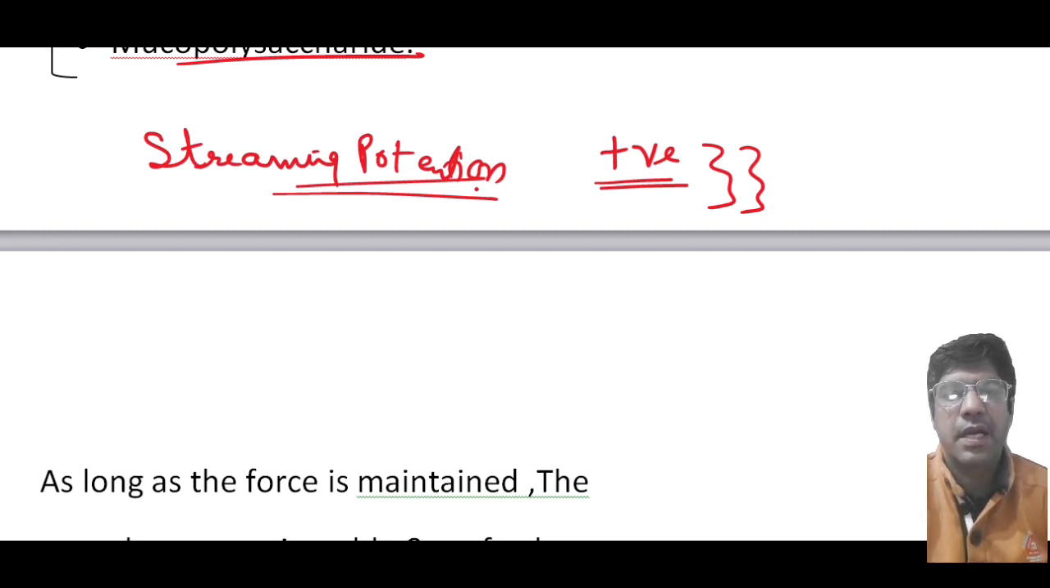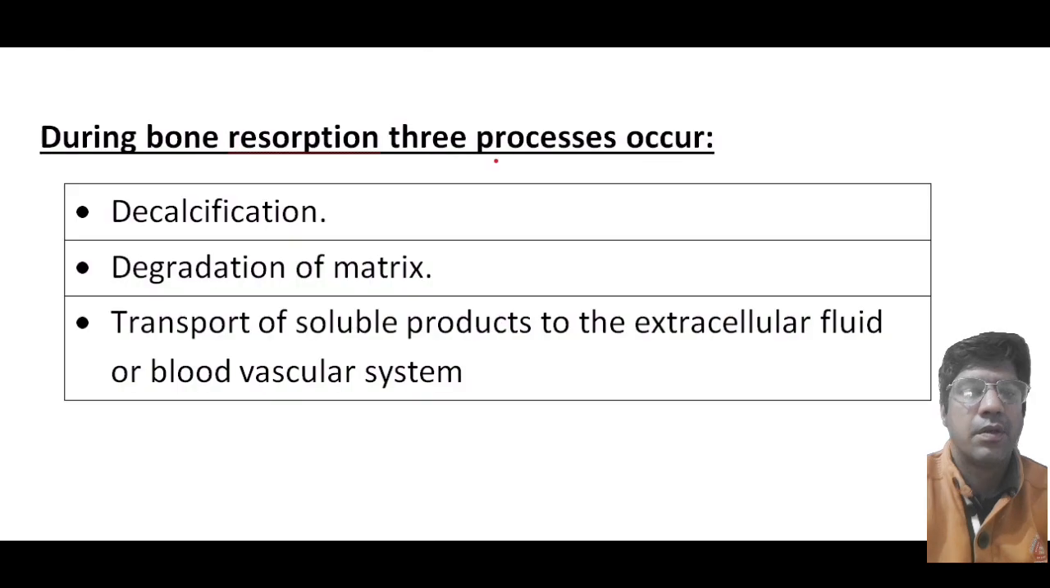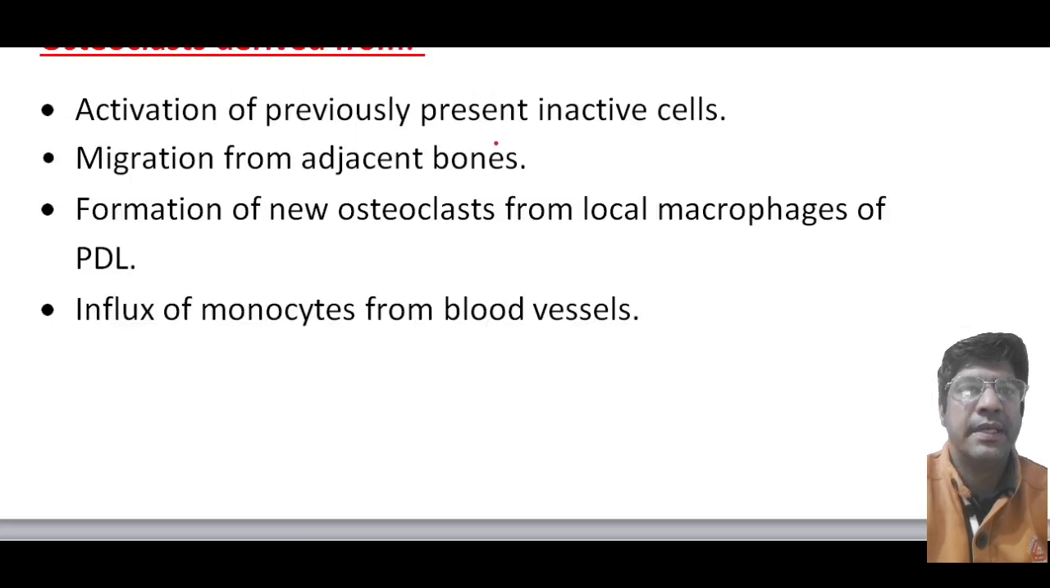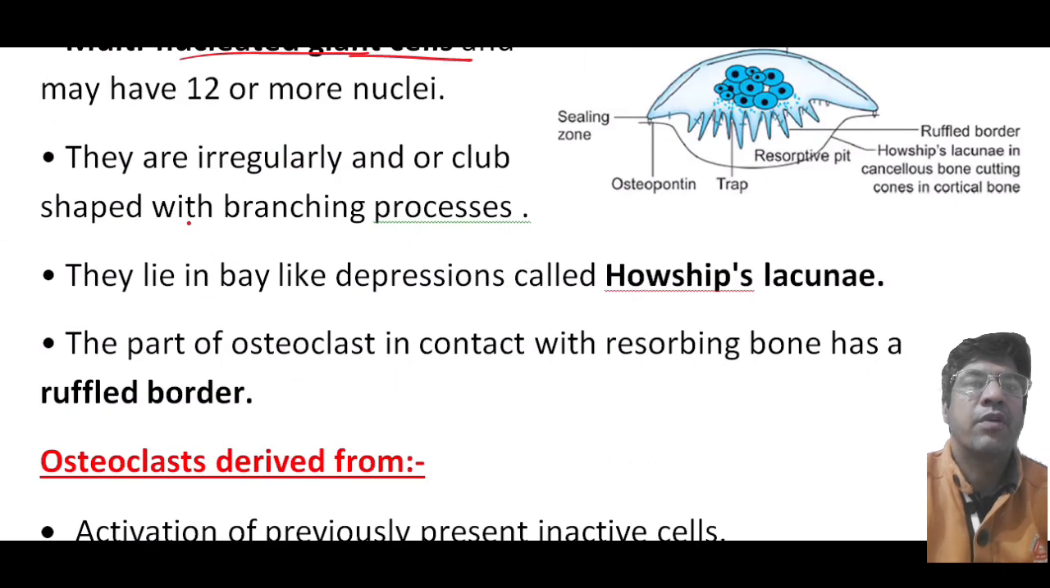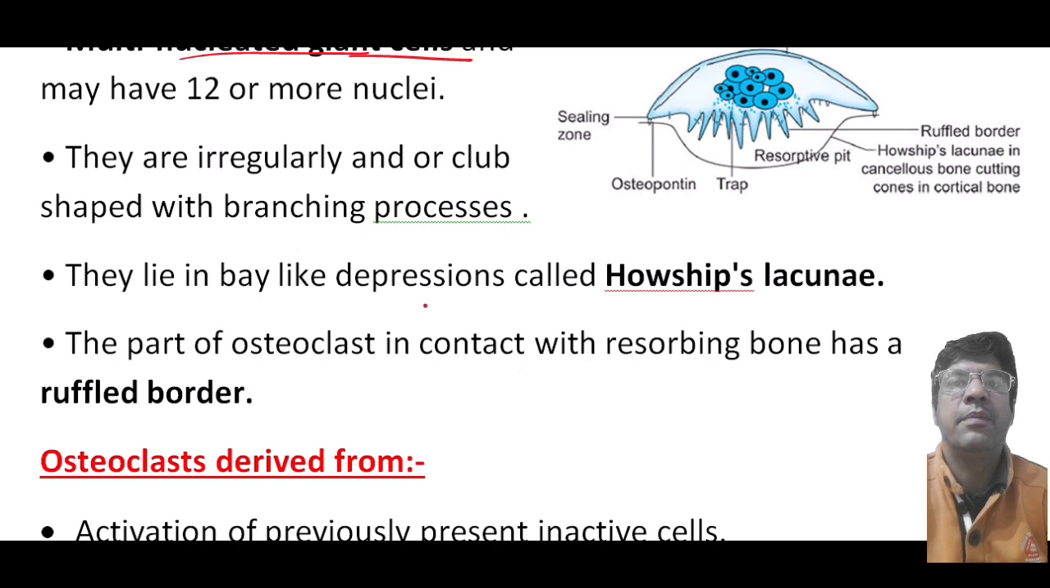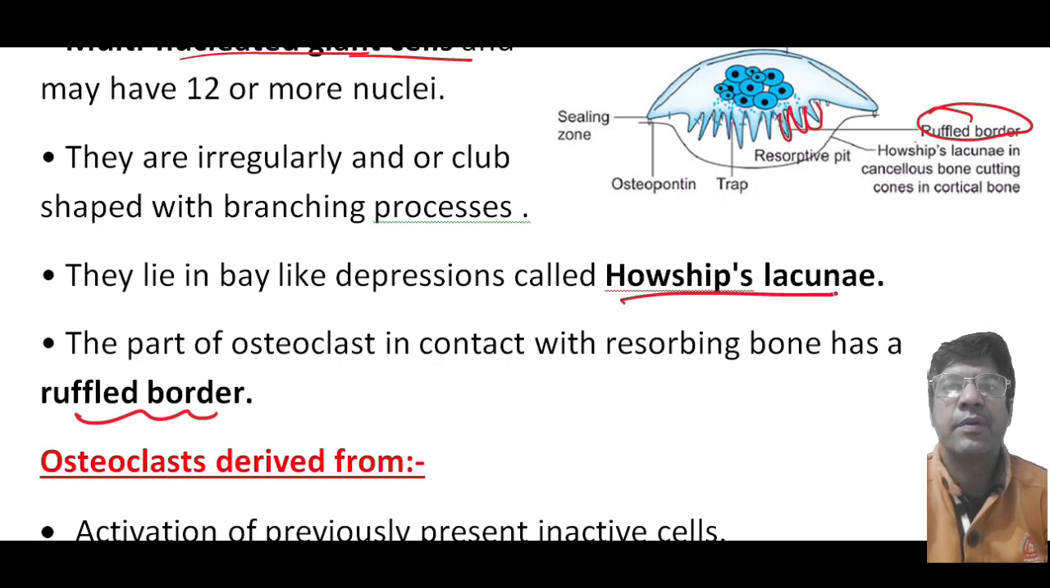The exogenous electric signals can modify the cellular activity and affect the cell membrane receptor permeability. Now remember, the bone resorption is done by the osteoclast. They are multinucleated giant cells, and the part of the osteoclast in contact with the resorbing bone has a ruffled border. Remember, the osteoclasts lie in a depression known as Howship's lacunae.